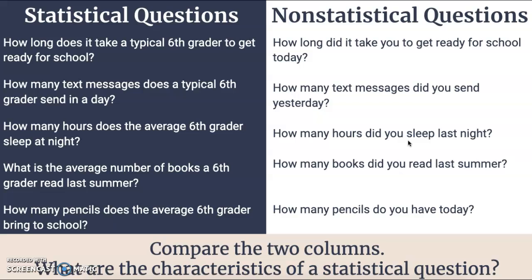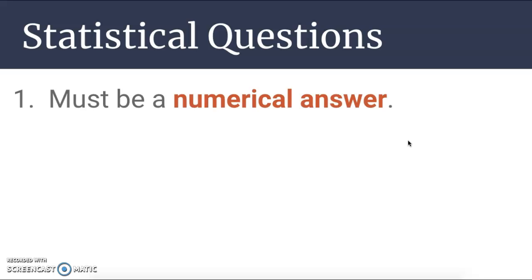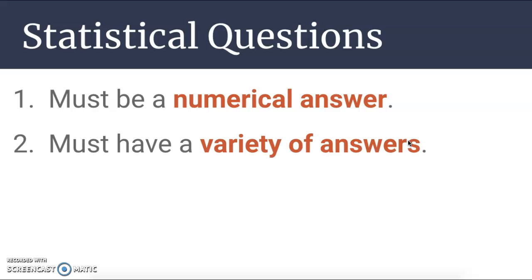So there are three characteristics of a statistical question that we need you to know. The first one is that it must have a numerical answer to be a statistical question. That just means that it has to have an answer that is a number. The second is that it must have a variety of answers. So we have to be able to ask a question and get a range of different answers. If it does not have a variety, then it is not a statistical question. So an example would be if I asked a question, but that question was just a fact and there is only one answer to it, that is not statistical, even if the answer to that question is a number.